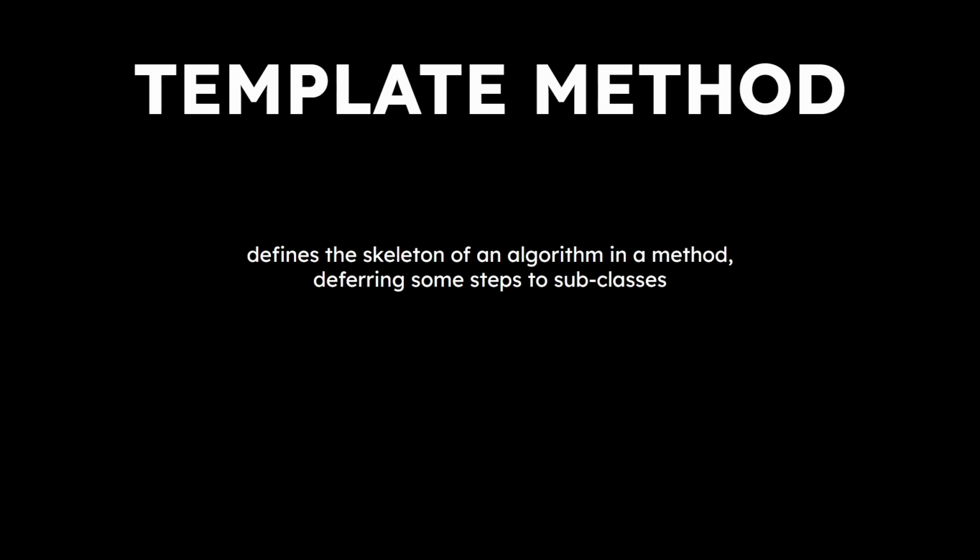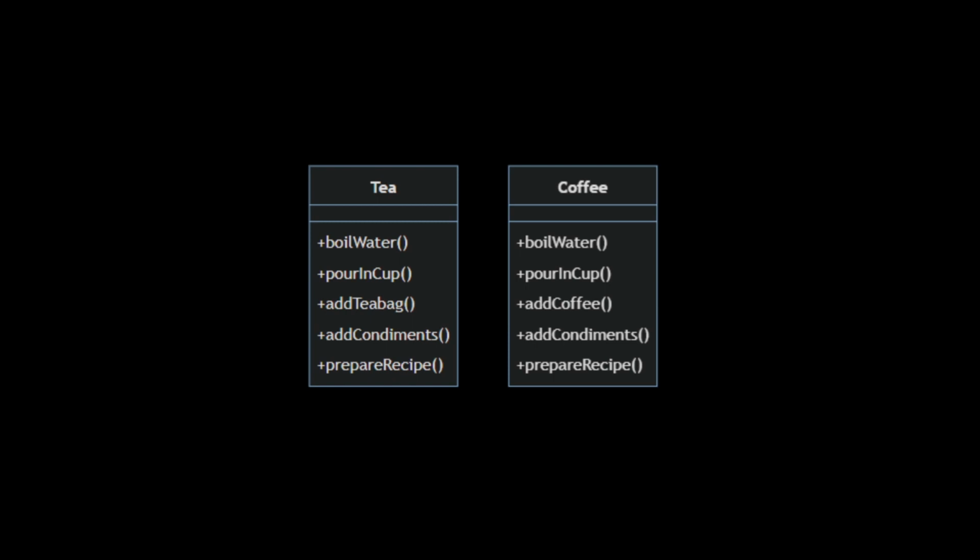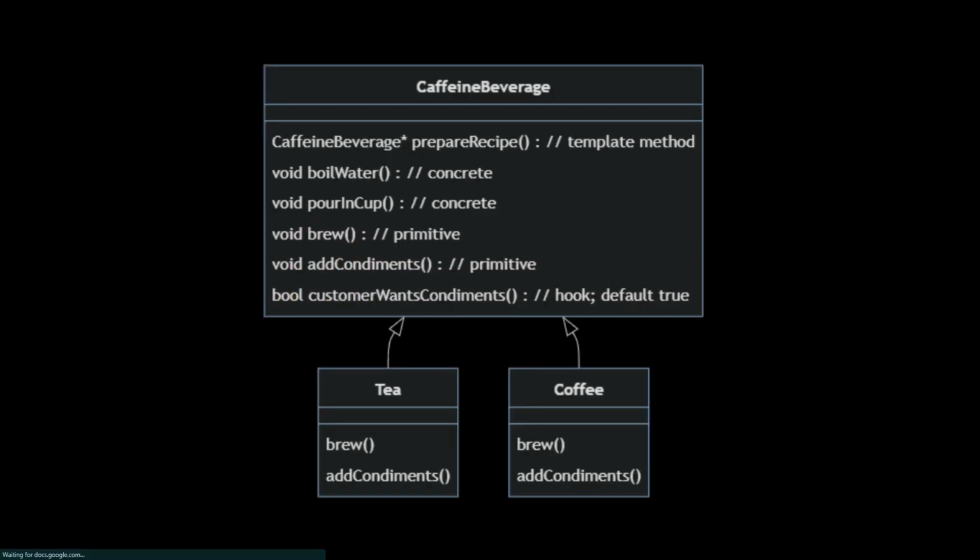Let's take this idea to our tea and coffee. Our process used to look something like this. All of the steps are in separate methods in tea and coffee class. Now, if we templatize this process, it will look something like this.